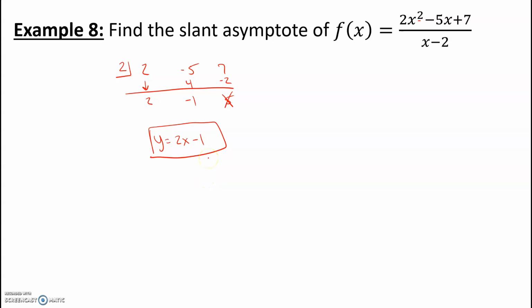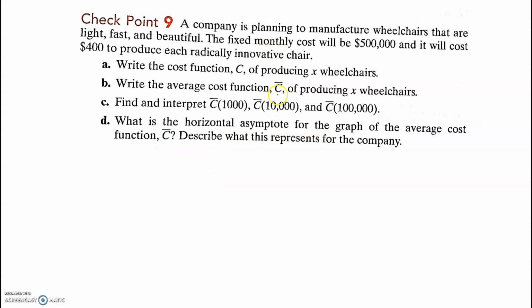Last but not least, this one says a company is planning to manufacture wheelchairs that are light, fast, and beautiful. The fixed monthly cost will be $500,000, so they are paying that every month regardless. And it will cost $400 for each chair to produce. It says write the cost function of producing x wheelchairs.